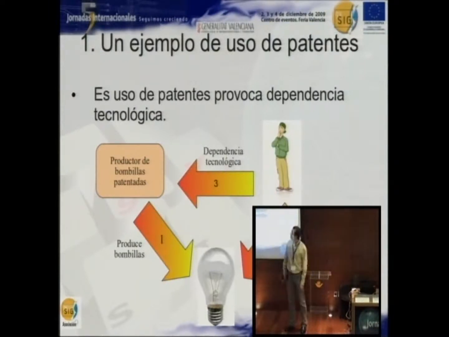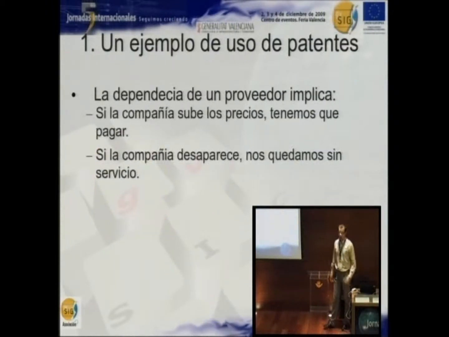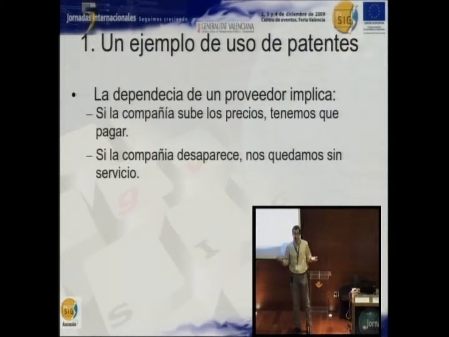What happens the moment Mr. gvSIG buys bulbs? He becomes dependent, technologically speaking, on the light bulb producer. That dependence is really bad because if the company raises the price of the bulbs, Mr. gvSIG has to pay more. And if the company is closed down, Mr. gvSIG will run short of bulbs.